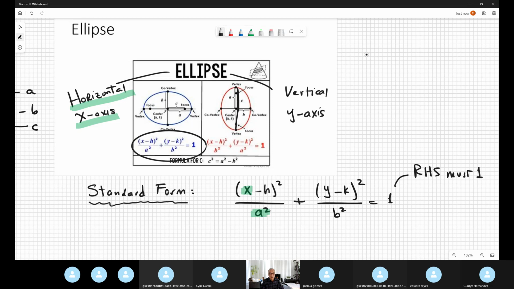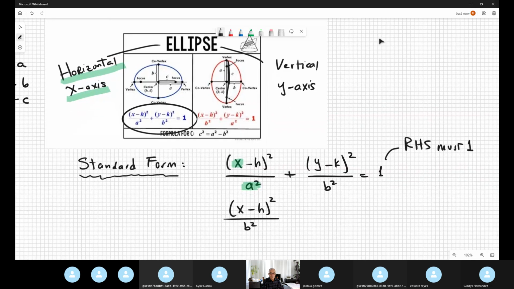Likewise, the A is located in the y part like that. (x minus h) squared over b squared, plus, always plus, (y minus k) squared over a squared equals 1. So now A is associated with the y. Therefore, we are talking about a vertical ellipse. How do you know who is A and who is B?